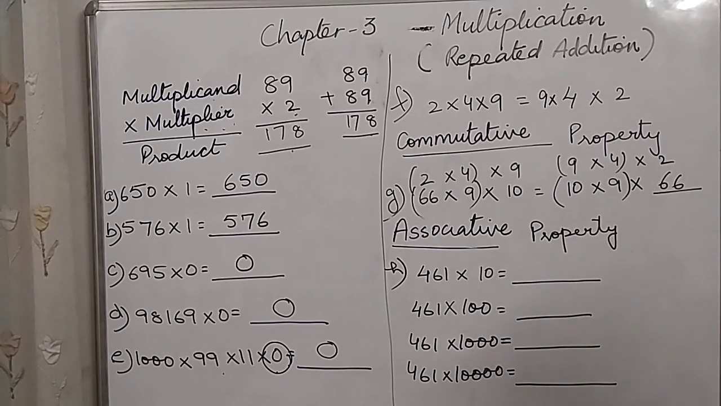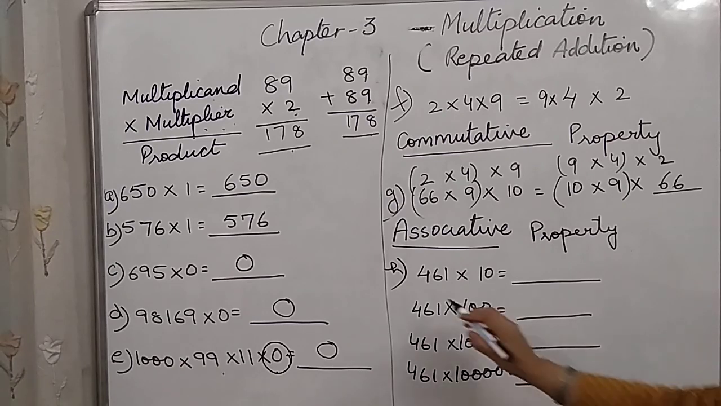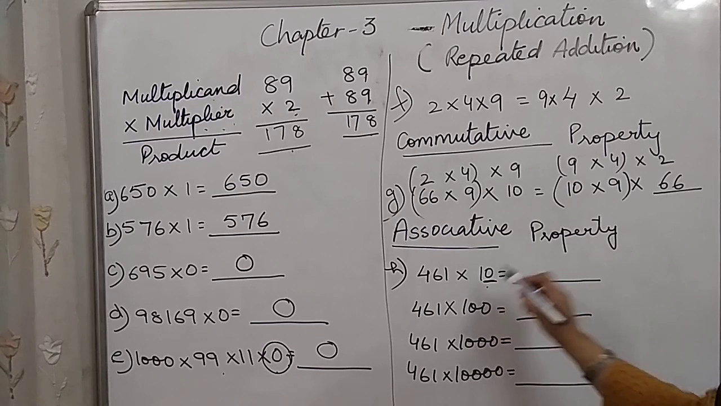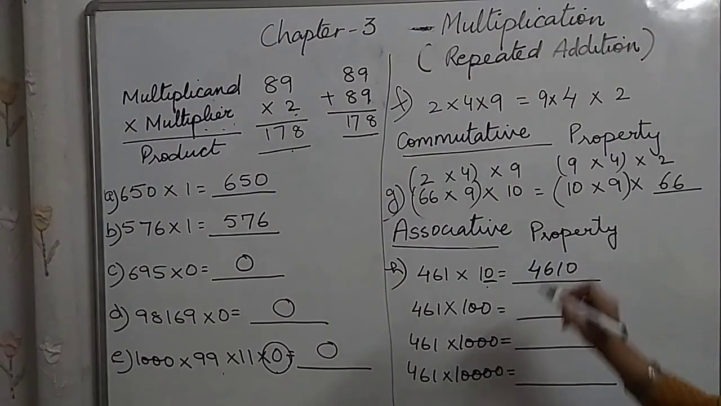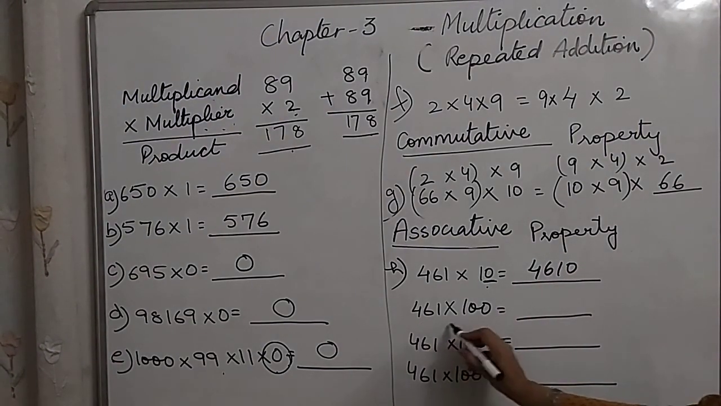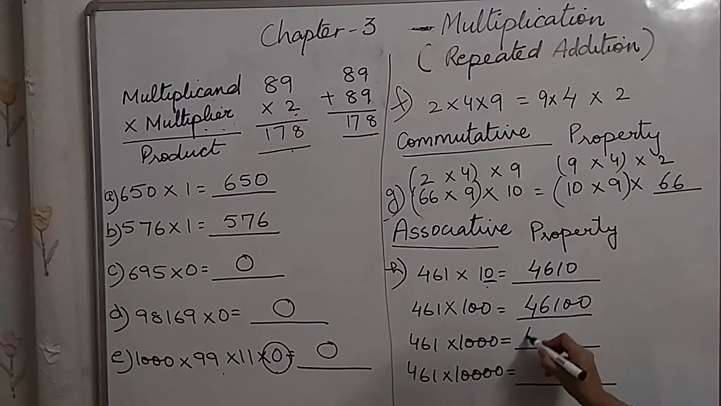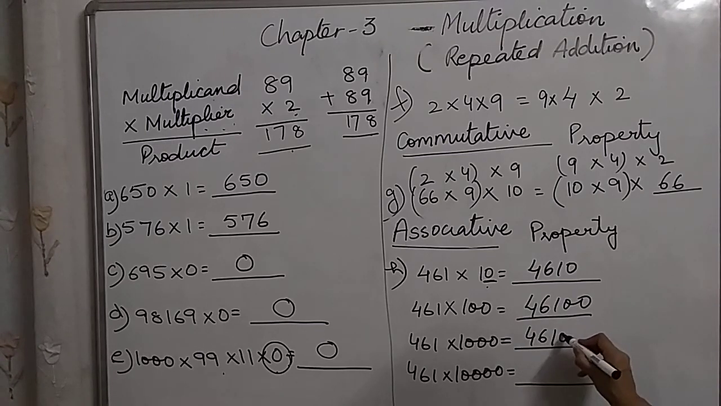Now, 2 tens are 20. 3 tens are 30. We are simply counting the number of zeros and putting them at the back. 461 multiplied by 10. How many zeros are there in 10? 1. So, 4610. 461 multiplied by 100. 2 zeros at the end. 461 multiplied by 1000. 3 zeros in the end. 461 multiplied by 10,000. 4 zeros in the end.